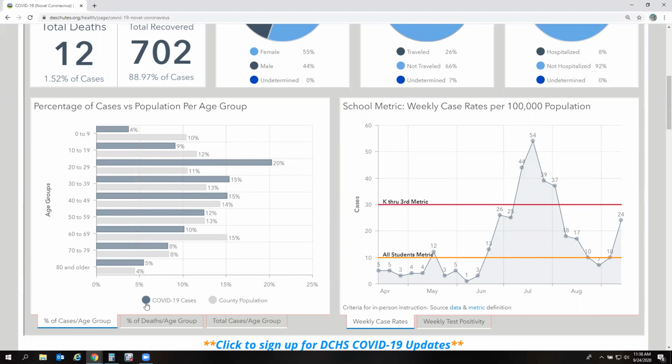And this dark bar, so you can see the dot down here, the darker color is the breakdown for our COVID cases. So you can see around 4% of our COVID cases were in that 0 to 9 age group. The highest percentage is here in the 20 to 29-year-olds, around 20% of our cases were in that age group, and so on. And then the lighter bar is for our county population.